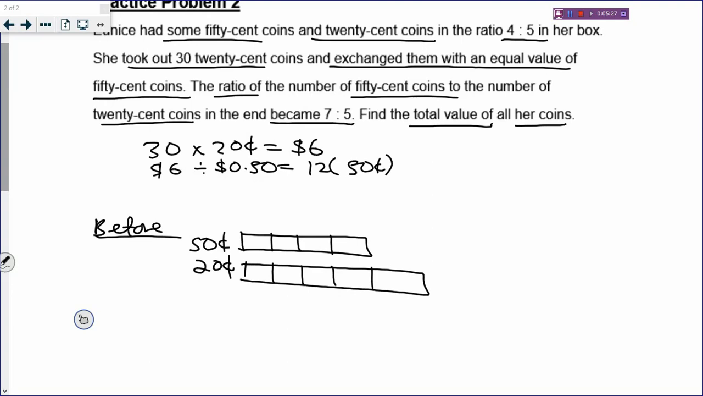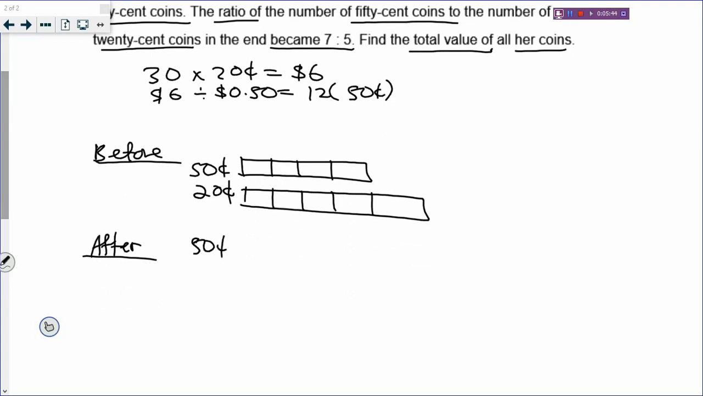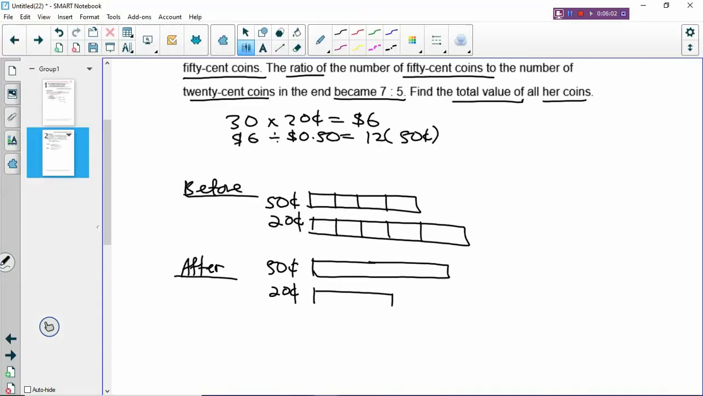What happened to the 50-cent coin? She put in 12 50-cent coins, right? So let's draw the after model. After she put in 12 50-cent coins, how does the rectangle look? The rectangle for the 50-cent coins will be slightly longer, and she took out 30 20-cent coins, so the rectangle for the 20-cent coins will be shorter. Something like this, so draw it.